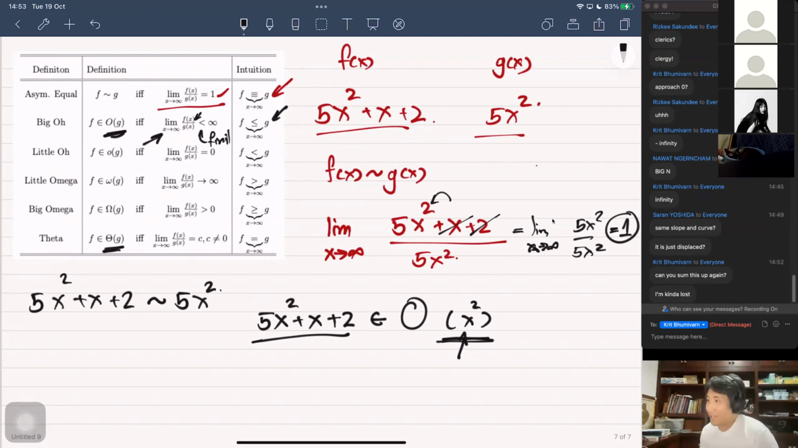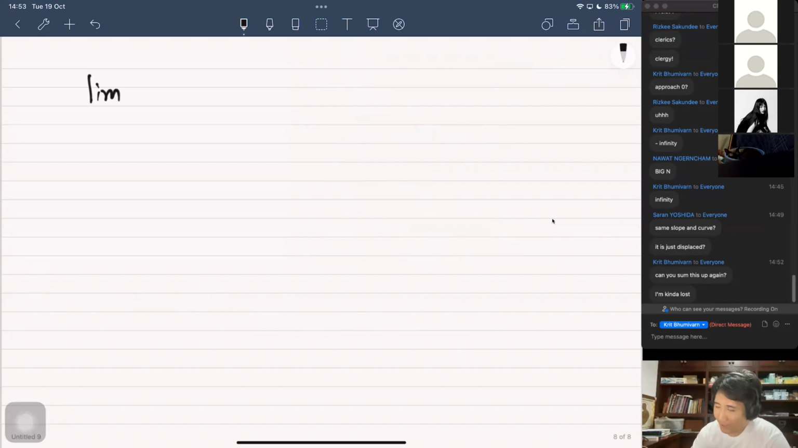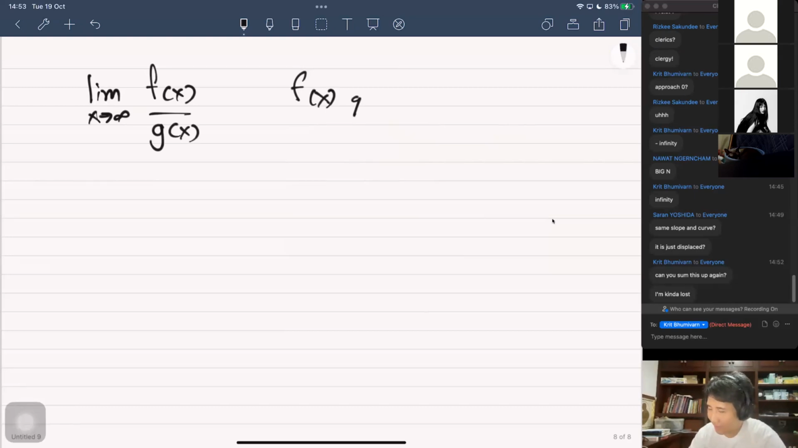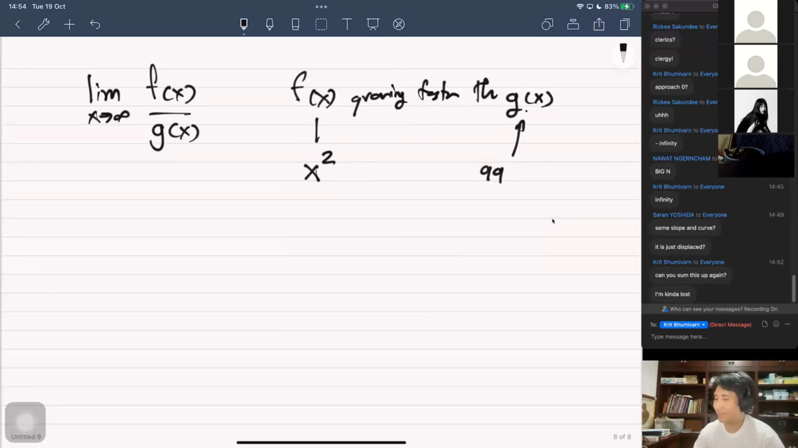The way that we check this is to check the limit of the two functions when x is large. Let's think about the easy case: if f of x is growing faster than g. For example, we know that x squared is growing faster than, I don't know, 99x. When x is large, x squared is growing much faster than g of x.